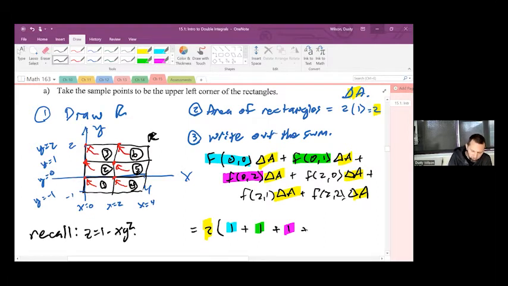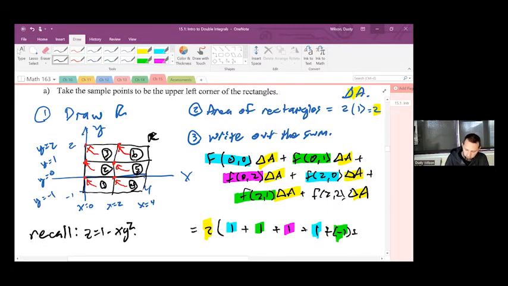Plus, now we're back to blue, f of 2, 0 would be 1 minus 2 times 0, or still 1. And this one's blue. Plus, now things get a little bit more exciting. So we get, for the green, f of 2, 1. So it'd be 1 minus 2 times 1, 1 minus 2, or minus 1. That one was green.